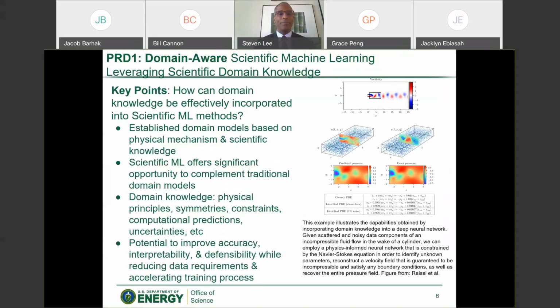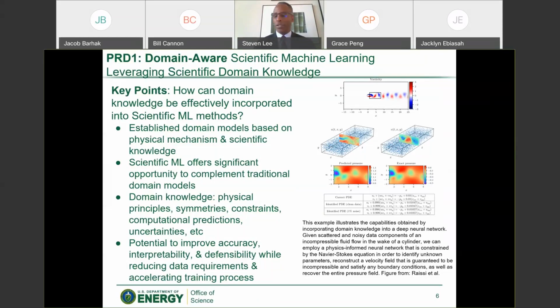In summary, what we identified from the workshop were 6 priority research directions. We call them PRDs, and 3 of them were foundational, and 3 of them were related to the different capabilities that were being used for machine learning. What I'll do now is go through the 6 priority research directions. The first one is the need for domain-aware scientific machine learning.